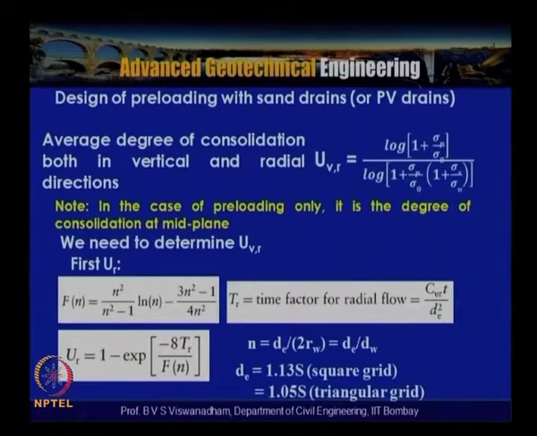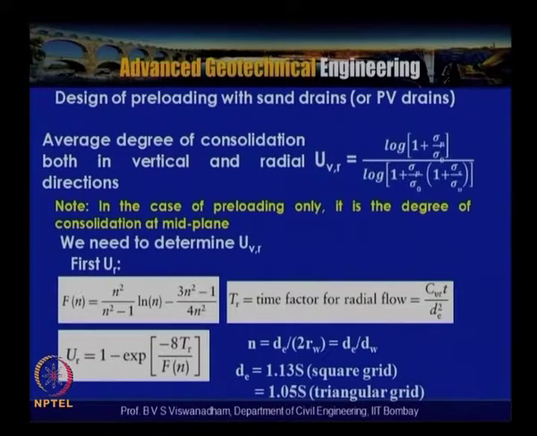So, in this case, for the assumed layout with certain spacing and a certain pattern, let us say we have a square grid, meaning dE is equal to 1.13 S, where S is the center to center spacing of the drains, and dE is equal to 1.05 S for the triangular layout. So, by determining the function Fn, n square by n square minus 1, logarithmic of n minus 3n square minus 1 by 4n square, what we can actually get is TR, the time factor for the radial flow, for a given time, T CVR by dE square.